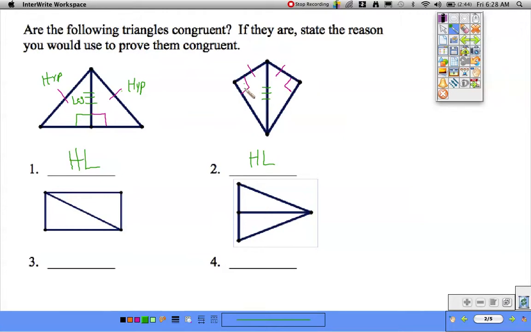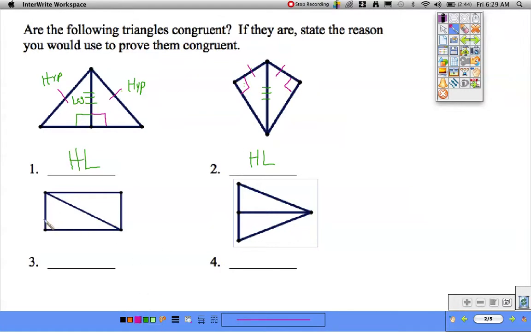Are the angles right angles? Yes, they are. So this is a right triangle. I have a pair of legs, and this shared side actually is the hypotenuse of the triangles, so hypotenuse leg is going to work here as well. This is why it's so important that you know what the hypotenuse is and what the legs are, and we use that vocabulary correctly.